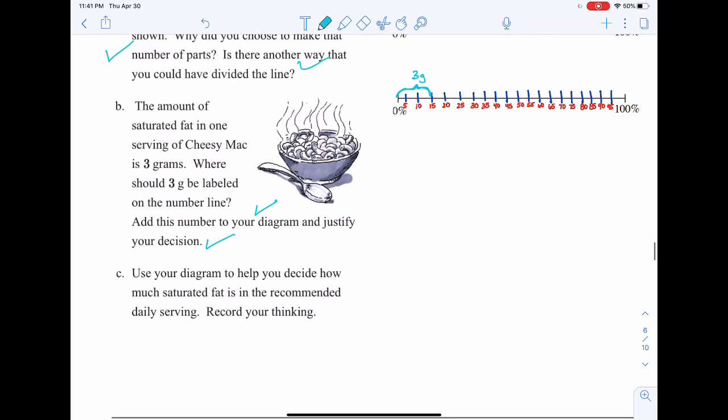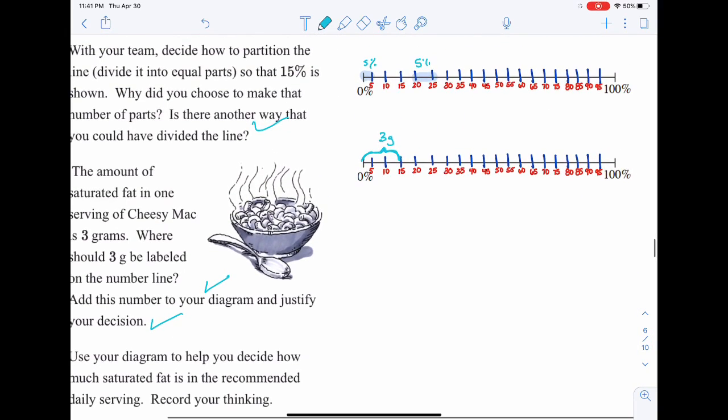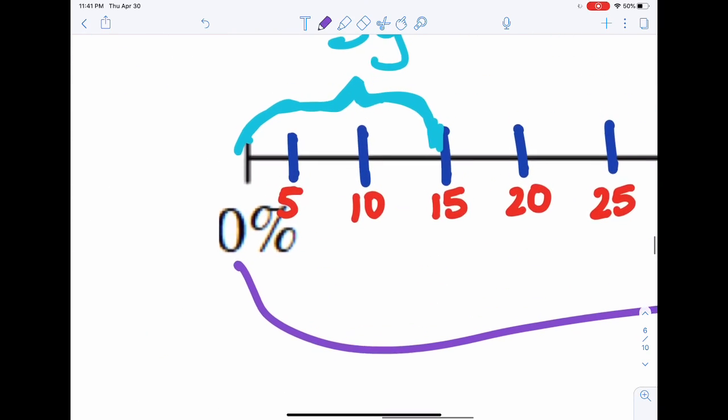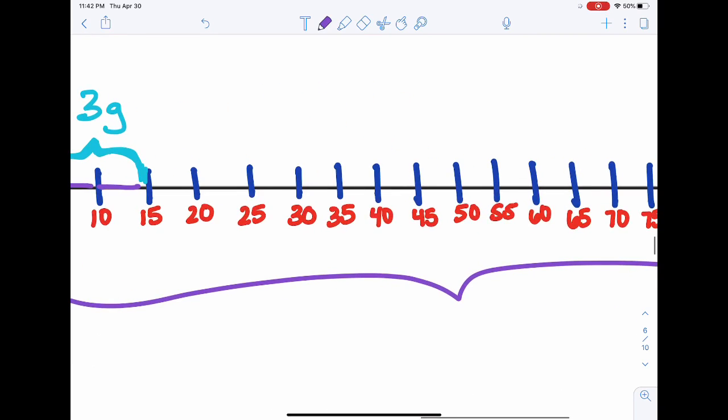Okay, so use this diagram to help you decide how much saturated fat is recommended in the daily serving. Record your thinking. So if we want to find out our daily serving, we need to figure out how many grams is all of this. Well, let's go ahead and look closely here. I know that 1, 2, these 3 parts make up 3 grams. Wait a second. I have an idea. Do you have an idea? How many grams is all of this?